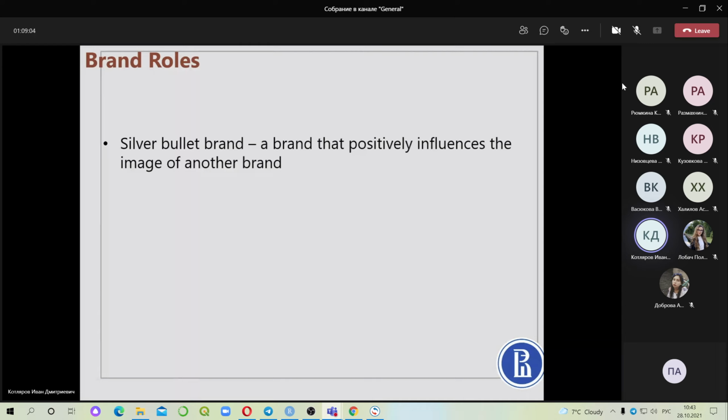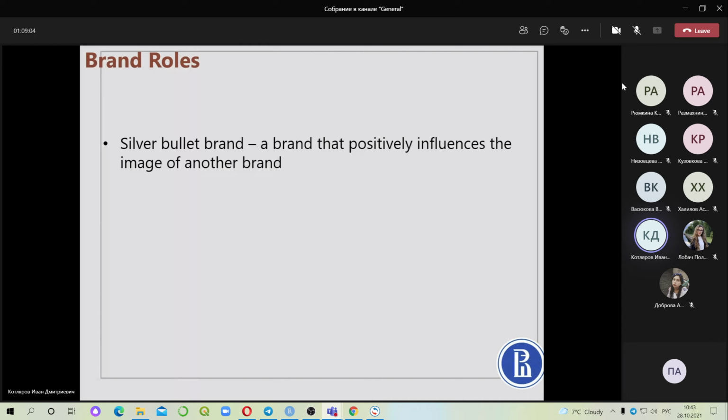And in our examples, like Teflon or processor brands, these brands are called ingredient brands. They are provided by external suppliers, but they support the positive image of our own brand, of our own products. Guys, do you understand? Is it clear? Okay, so let's go further.